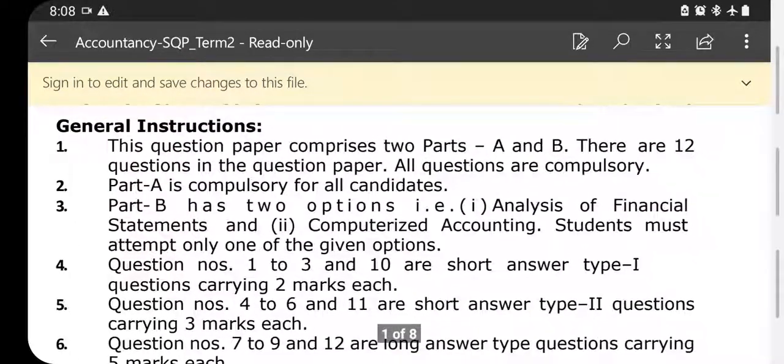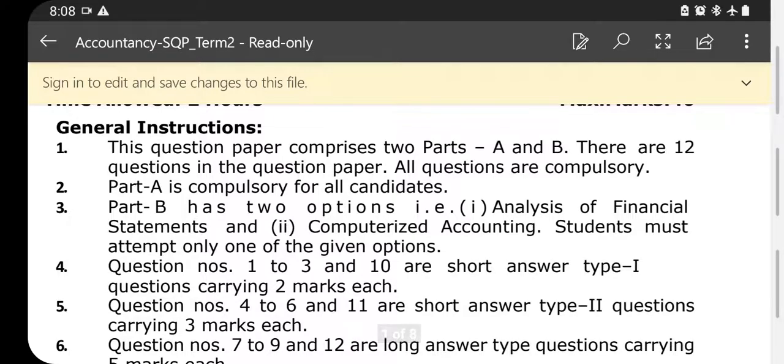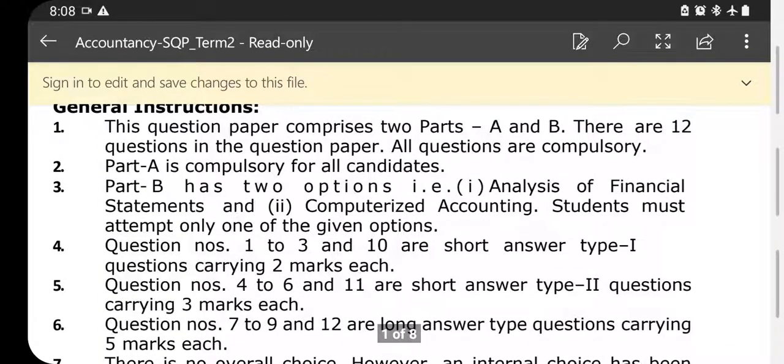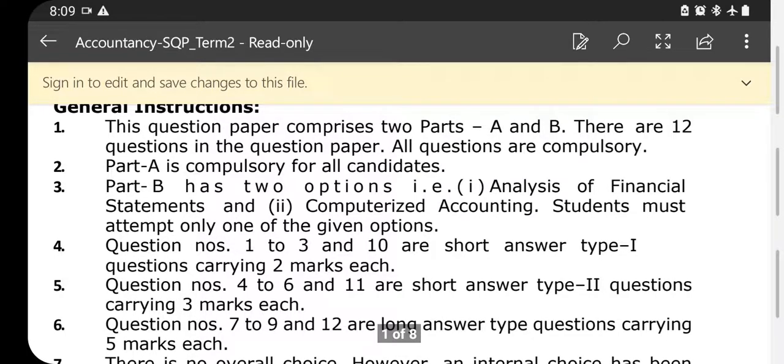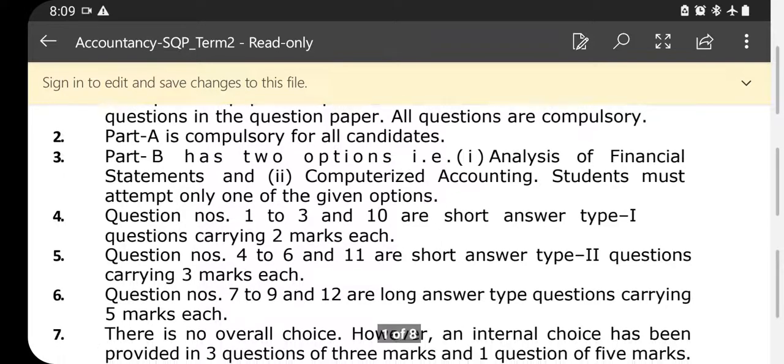Number 1, this question paper comprises 2 parts, A and B. There are 12 questions in the question paper. All questions are compulsory. Part A is compulsory for all candidates. Part B has 2 options, that is number 1, analysis of financial statements, and second one, computerized accounting. Students must attempt only one of the given options.